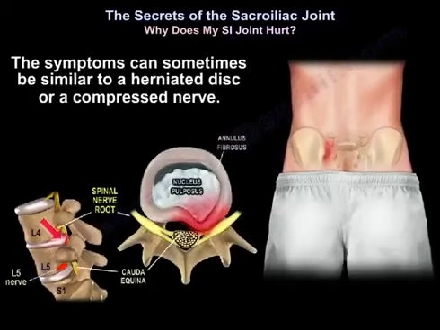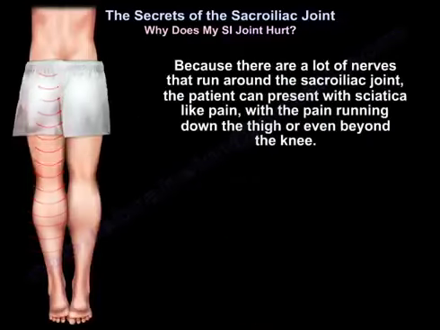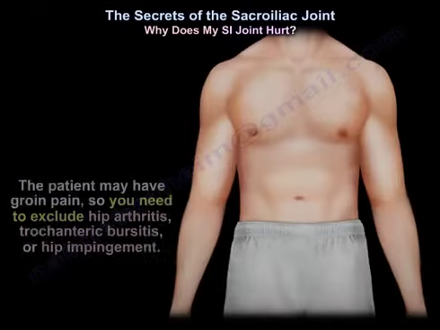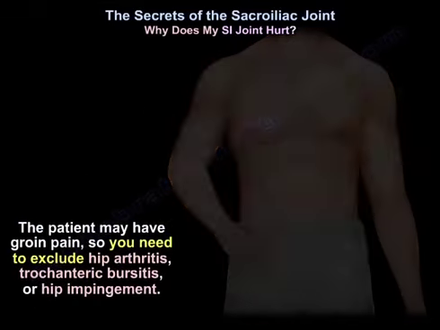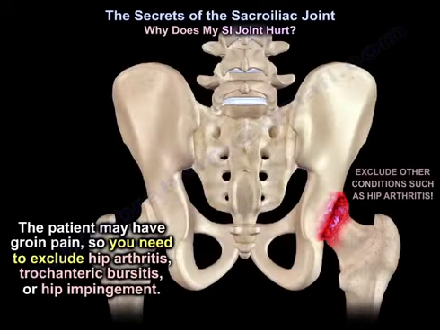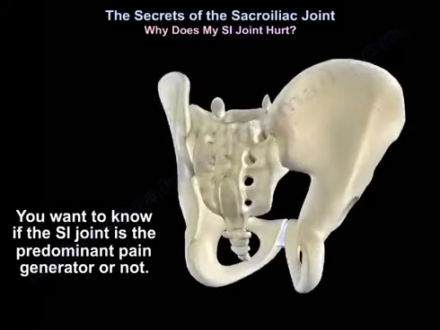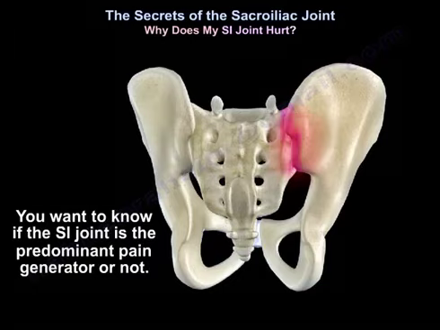The symptoms sometimes can be similar to a herniated disc or a compressed nerve. And because there are a lot of nerves that run around the sacroiliac joint, the patient can present with sciatica-like pain, with the pain running down the thigh or even beyond the knee. The patient may have groin pain, so you need to exclude hip arthritis, trochanteric bursitis, and hip impingement. You want to know if the sacroiliac joint is the predominant pain generator or not.